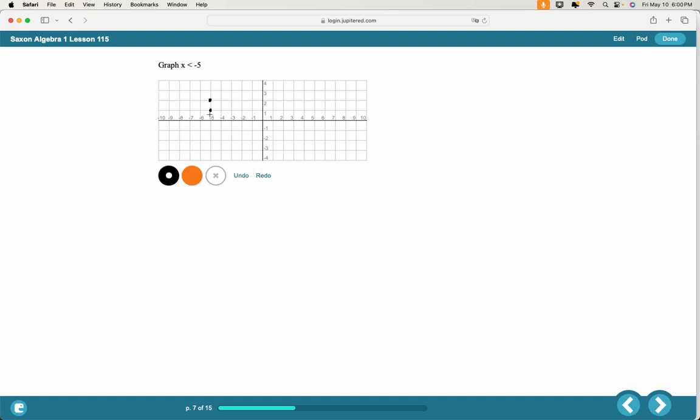So I'm just going to dot everything on this line right here, just because that makes it easy for me. Okay, so there's my dotted line. And if x is less than, I need to go to the less than side, or to the negative side. So that's going to be like this. So all of these points here, all these values here, on this side of the dotted line.